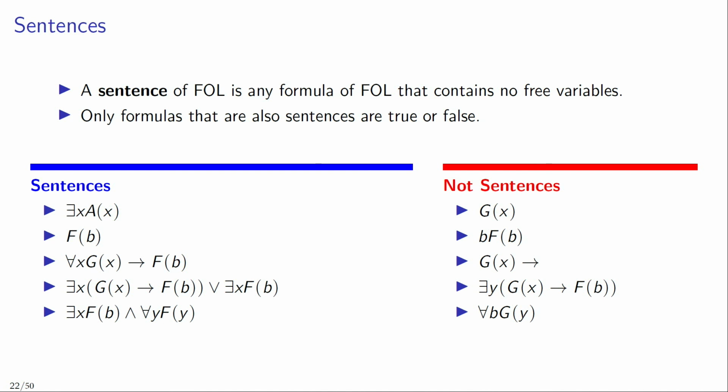Now this is a formula, but the variable x is free since the existential quantifier binds the variable y and not the variable x. So this formula contains a free variable and is therefore not a sentence. And then our final example, for all b, g, y, that is not even a formula since, as before, quantifiers bind only variables and do not bind names.